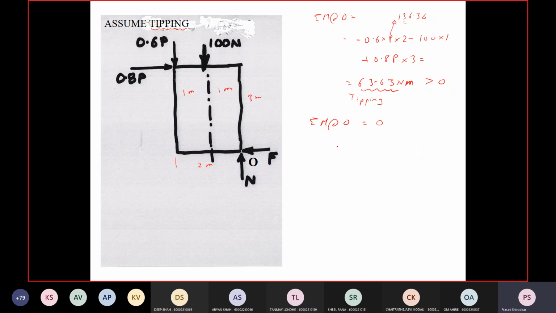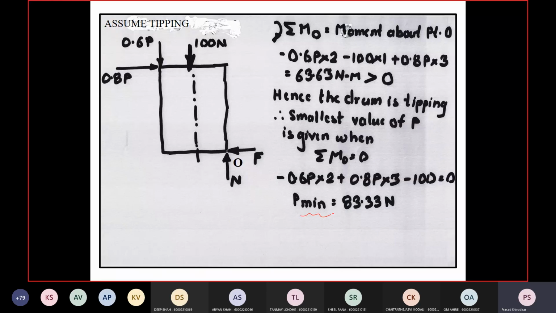So summation M is equal to 0. So 0.6 times P into 2 minus 100 into 1 plus 0.8 P into 3 is equal to 0. Now calculate the value of P, which you have already calculated just now. 83.33. Okay, so this is the P minimum. Now we have got this value. P min is equal to 83.3.